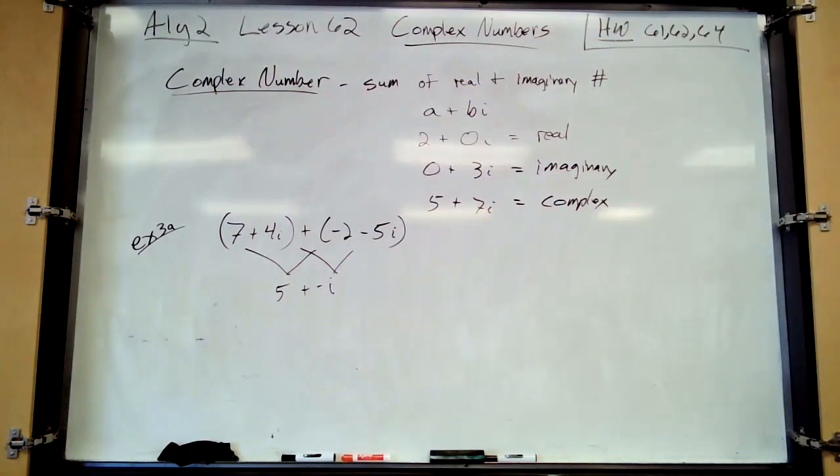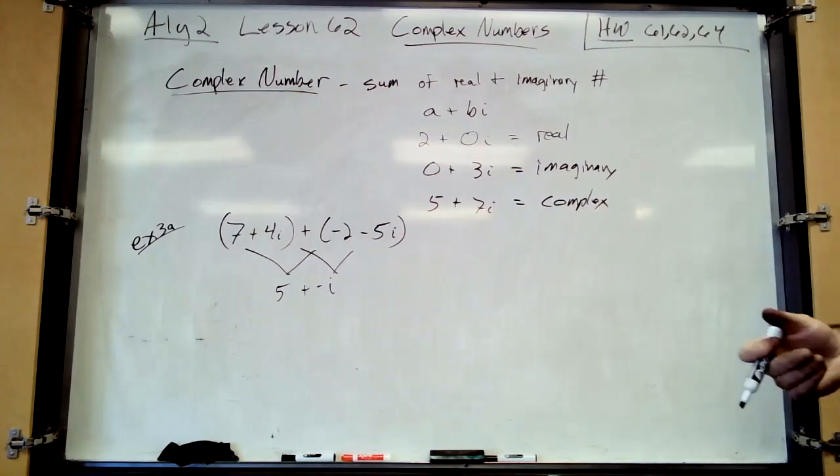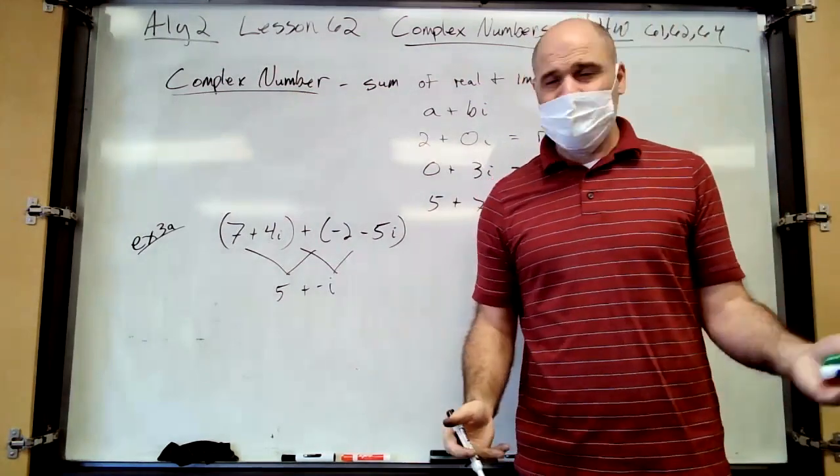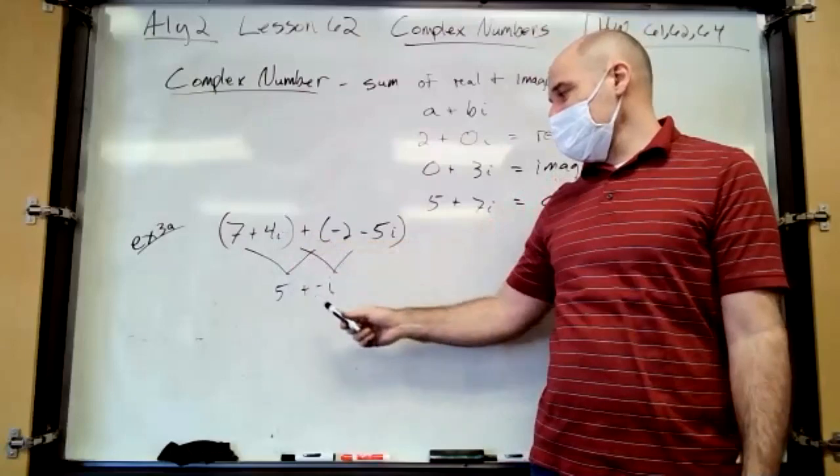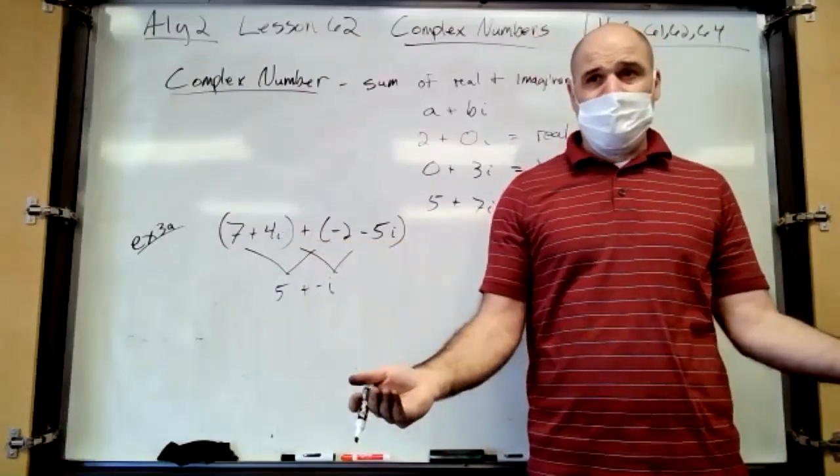Okay, so when you add complex numbers, just make sure you end up with two parts, a real part and an imaginary part. Sometimes the i's might cancel. If this was a 5i, then you would have just ended up with a 5.